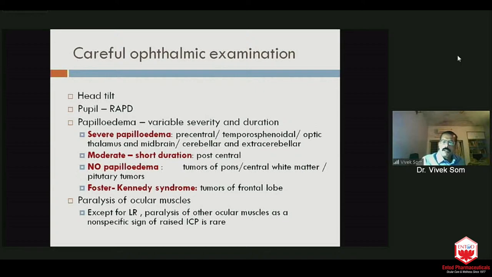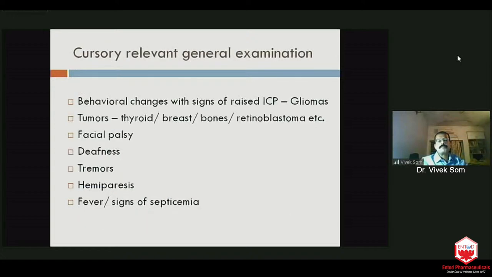Foster-Kennedy syndrome is usually seen in patients with frontal lobe tumor. Paralysis of ocular muscles, except for lateral rectus, as a non-specific sign of raised intracranial pressure is rare. So a cursory relevant general examination should also be performed by the ophthalmologist so that they can have a suspicion in the direction of patients having intracranial tumors.